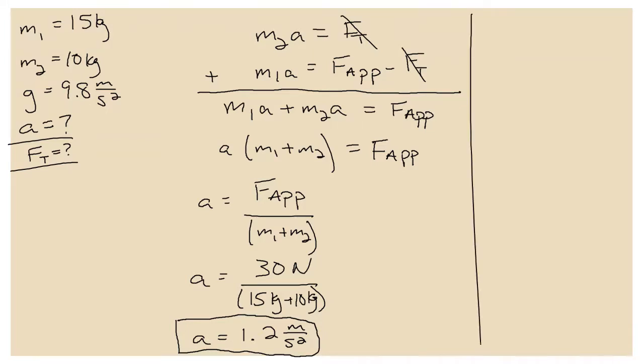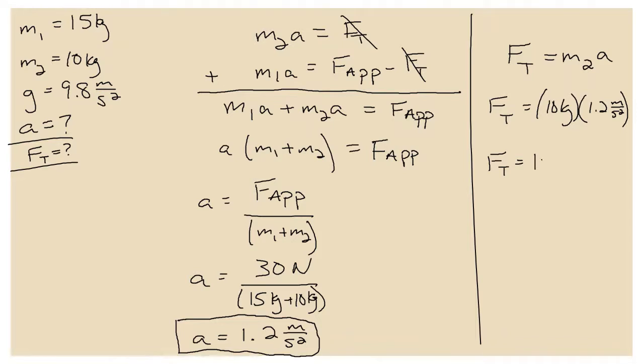And because we have room over here, we could just show this over here. Now, to find the force of tension, again, you can use either of these equations, but it makes most sense to me to use the equation for M2, because that equation just says Ft, the force of tension, equals M2A. And so we have the tension equals M2, 10 kilograms, times the acceleration, 1.2 meters per second squared. And that gives us a tension force of 12 newtons.